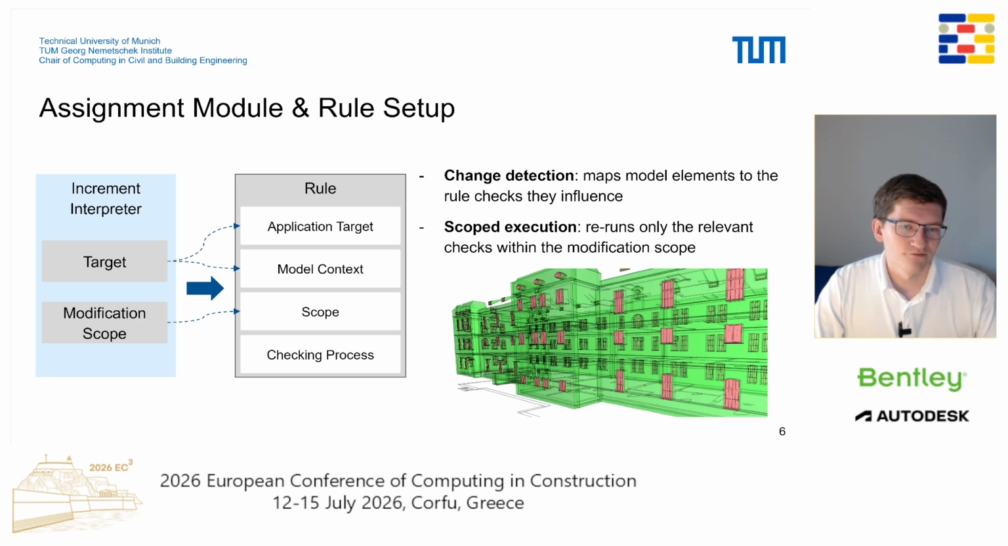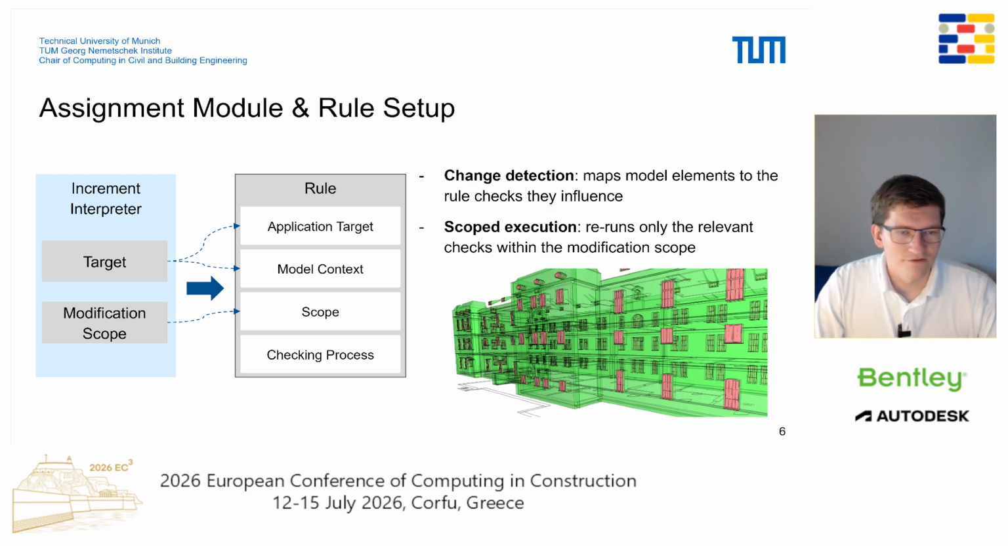However, for some rules, we also need a secondary source of information, so a couple of other model information, other elements that kind of support this rule. So we can say, if we have a clash detection, typically we have one leading element type and one supporting element type. So this goes into the model context. And in addition to the actual checking process, which is of course also in the rule setup, we also have a scope, which is again like this classifier that says, okay, under which condition or under which criteria does this rule need to be re-executed.